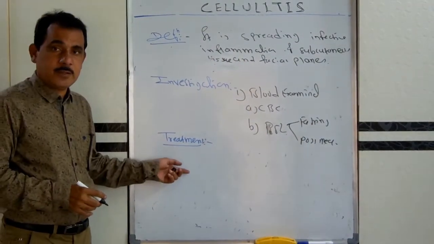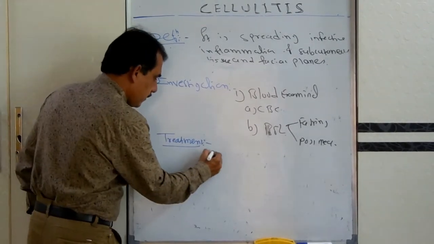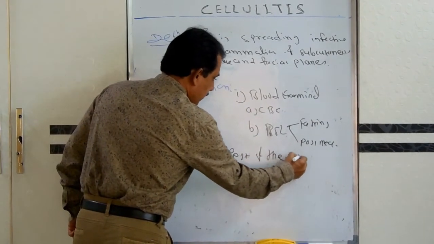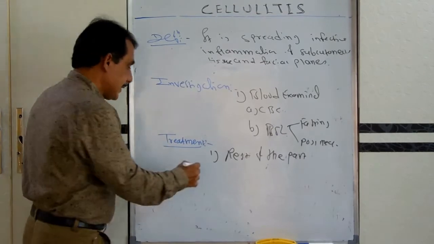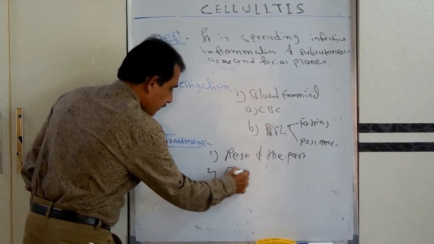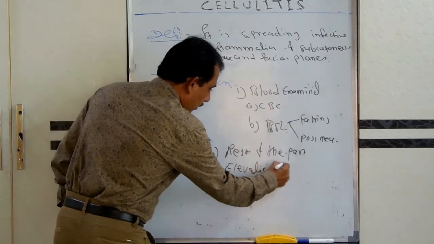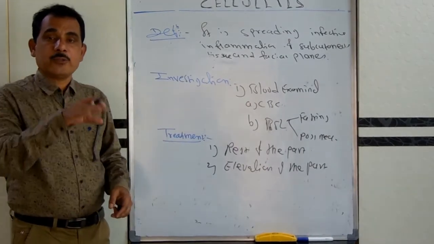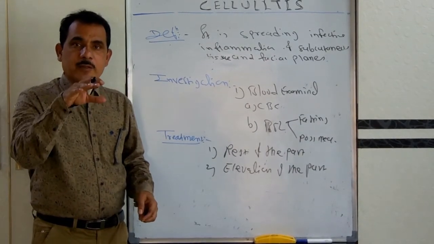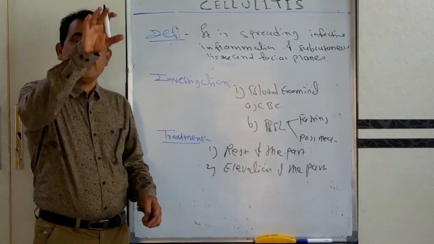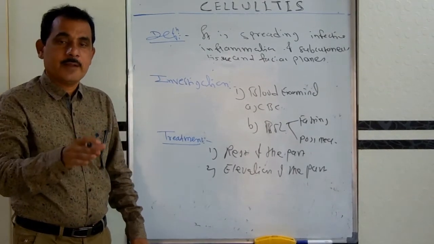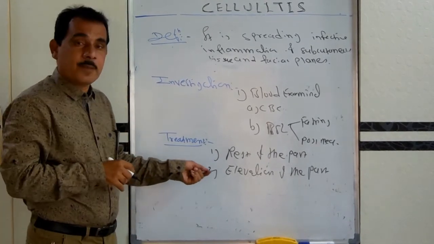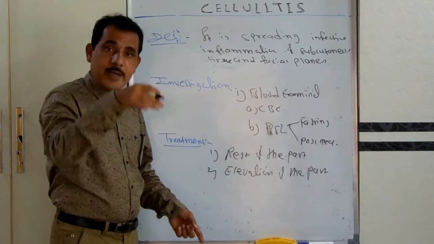Then for the treatment. The treatment includes first, rest of the part. Second, elevation of the part. The part should be raised, especially in cases of the limbs. The limb should be raised above the body surface or above the heart level, to reduce the swelling or the edema occurring in the cellulitis. This is the best method to reduce the edema.